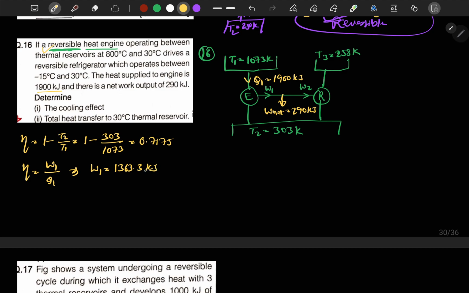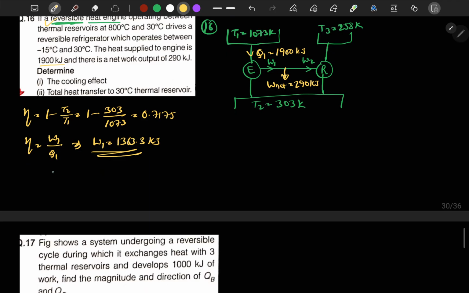Since we have the value of W1 and we know W net, we can say from here W1 is equal to W2 plus W net, so we can calculate W2 is equal to 1073.3 kilojoule. So using this value we can also move forward.